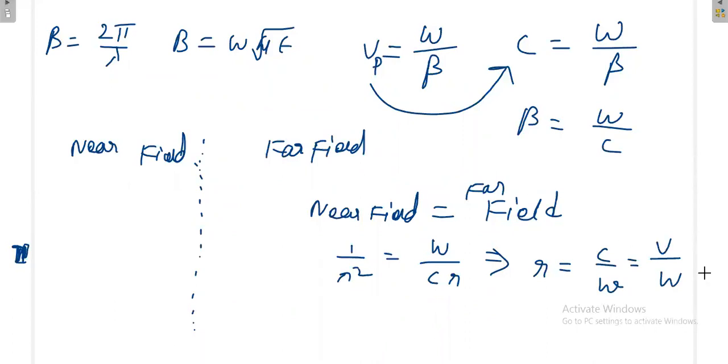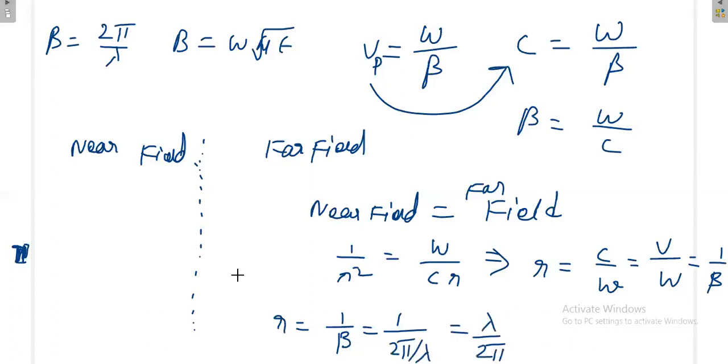Okay, how can you replace C by omega? Because beta means omega divided by C. Then C by omega can be replaced by 1 by beta. So this is simply 1 by beta. R is equal to what? 1 by beta. But do you know what is beta? Beta is equal to 2 pi by lambda. Then this is lambda by 2 pi.